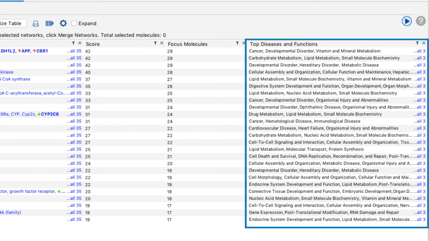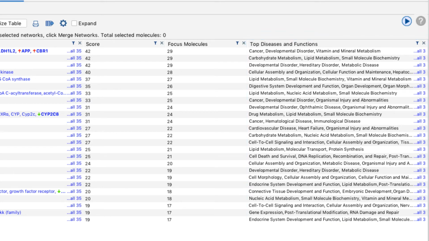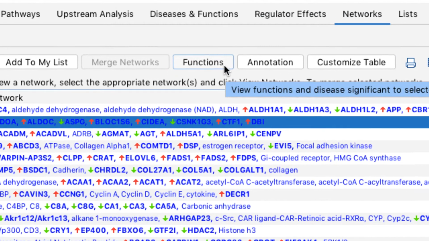IPA identifies diseases and biological functions known to be affected by each network of molecules, and the top 3 categories are shown in this column. You can view more about the specific diseases and biological functions associated with the molecules in the network by selecting the Functions button.